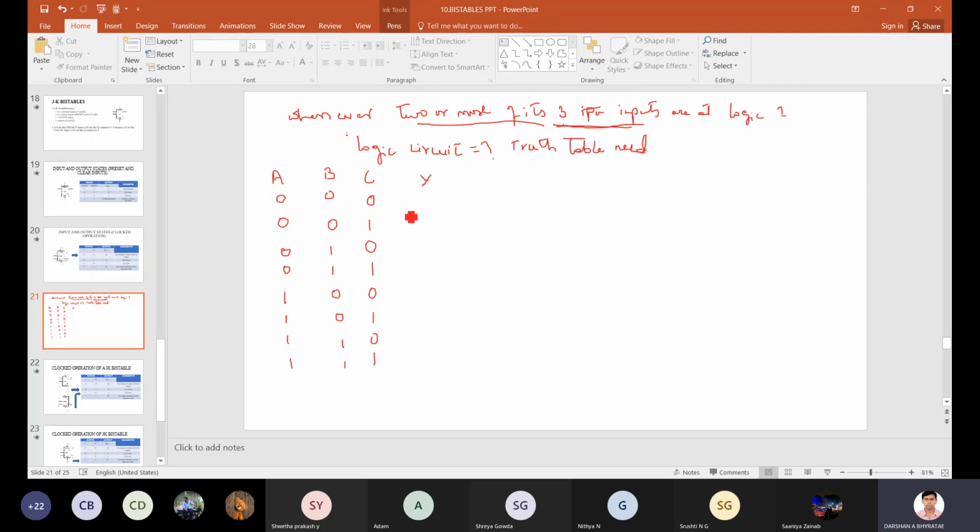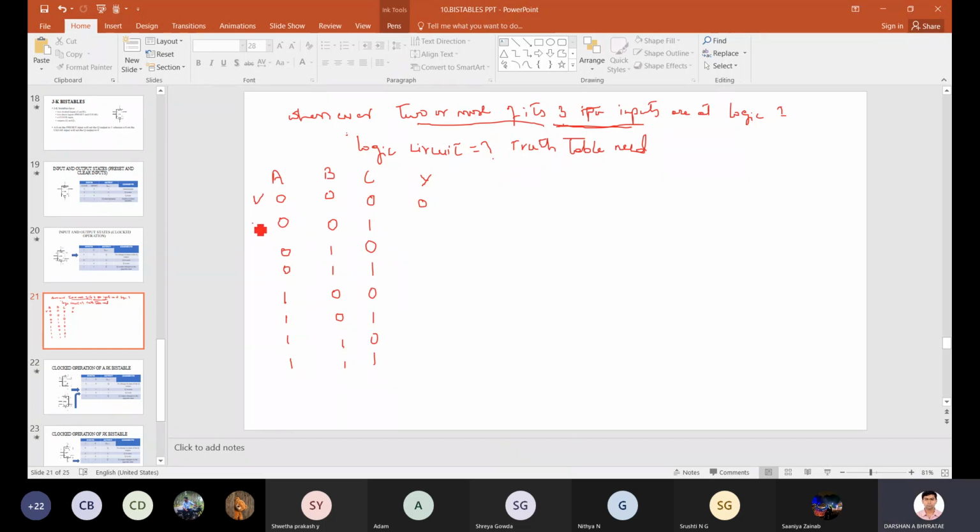In the truth table, we have the 3-input combinations. First, you have to identify where 2 or more inputs are 1. In the first row, ABC is 0, 0, 0. All the inputs are 0, so the output becomes 0, because the output will be 1 only whenever 2 or more of its 3 inputs are at logic 1.